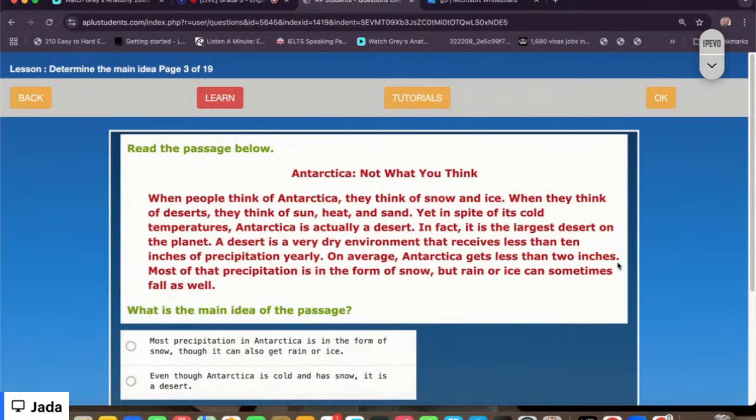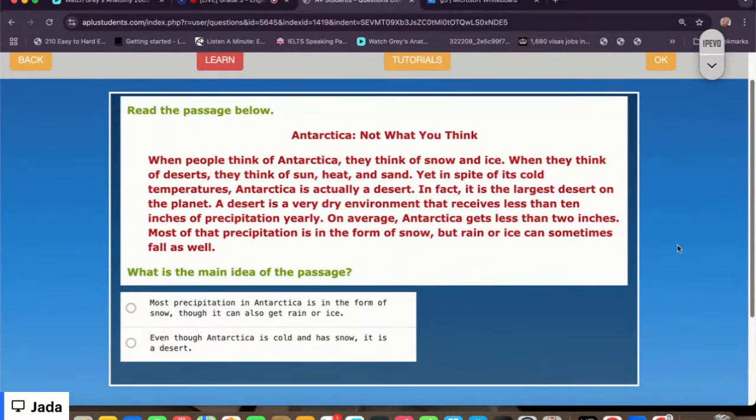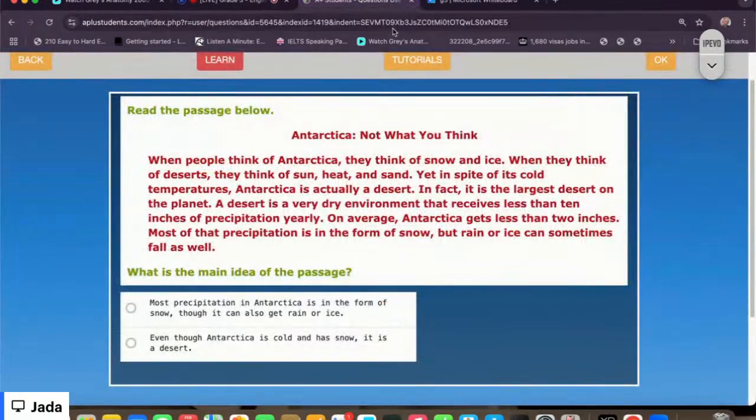Alright, so you have to read the passage. This is Antarctica, not what you think. Alright, so you have to read the passage and then choose the main idea. So option two.